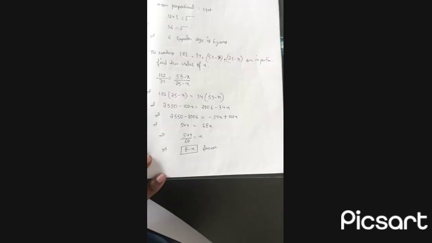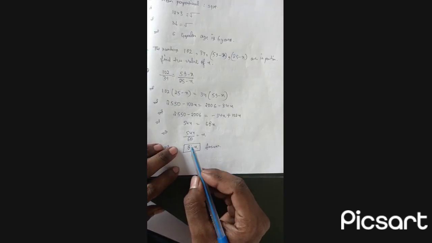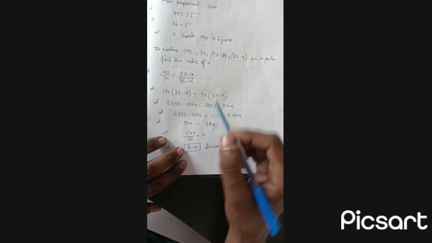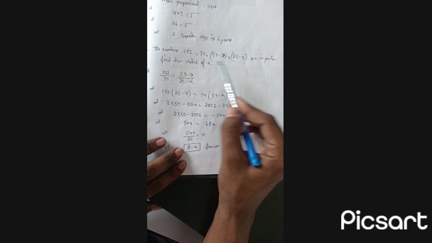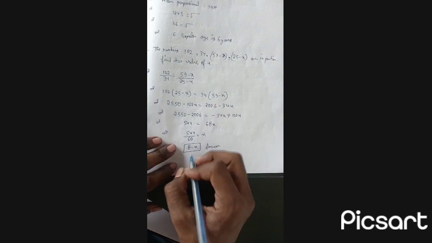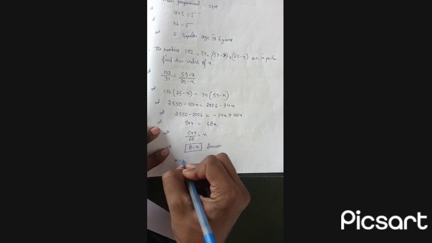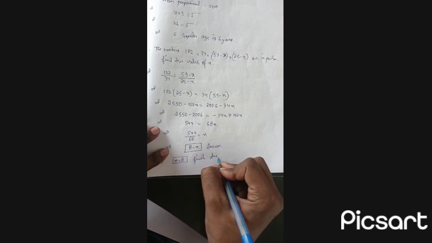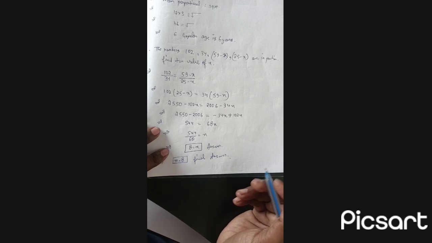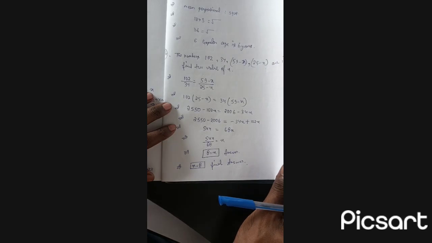So we get the value x equals 8. When you put this value of x into the numbers, they will be in proportion. So this was your last exercise where x equals 8, and this is your final answer. Now we'll start with the next exercise.